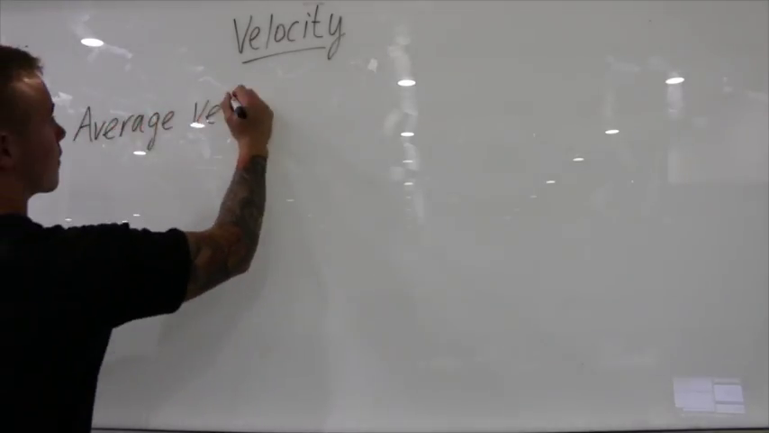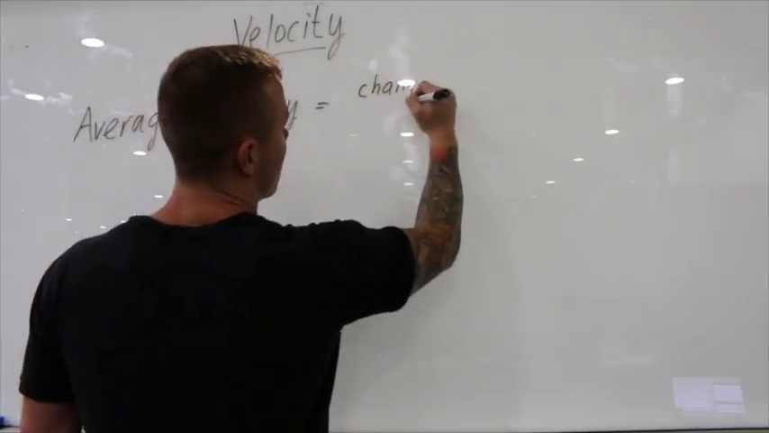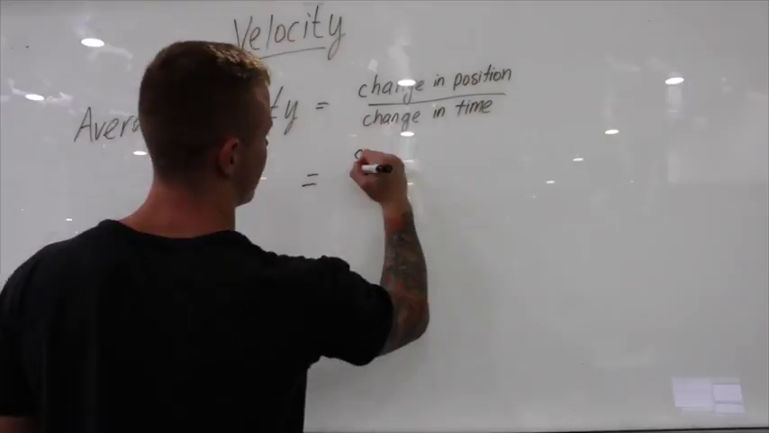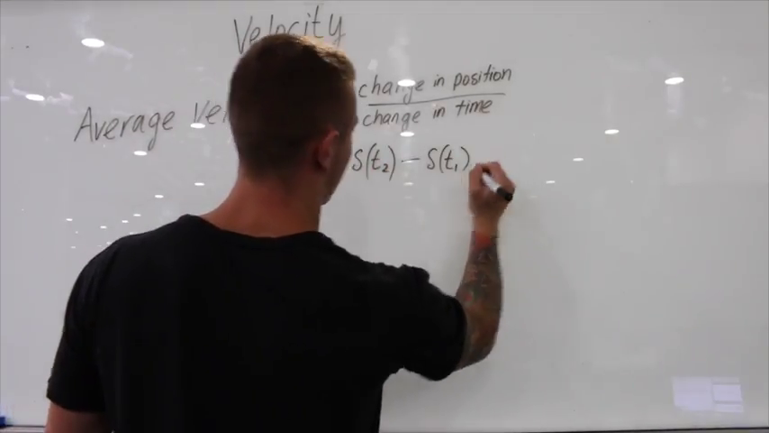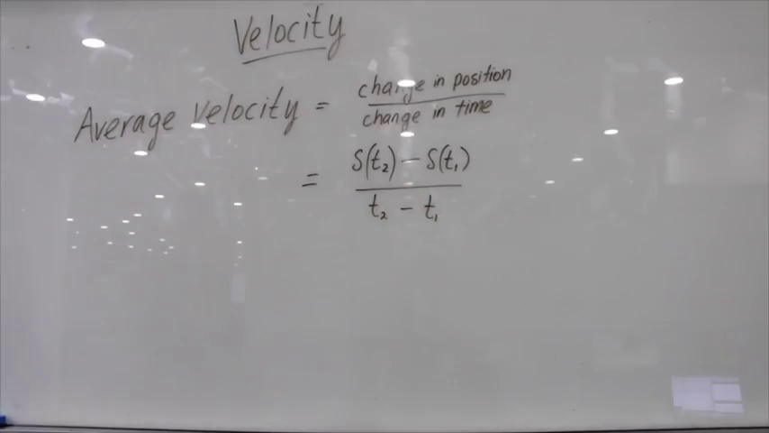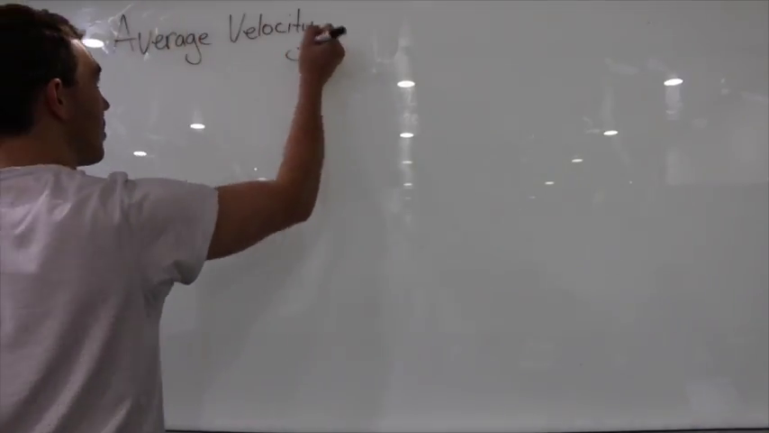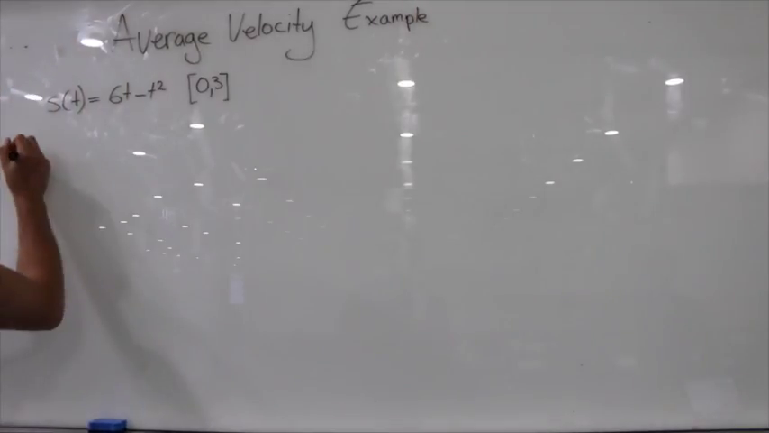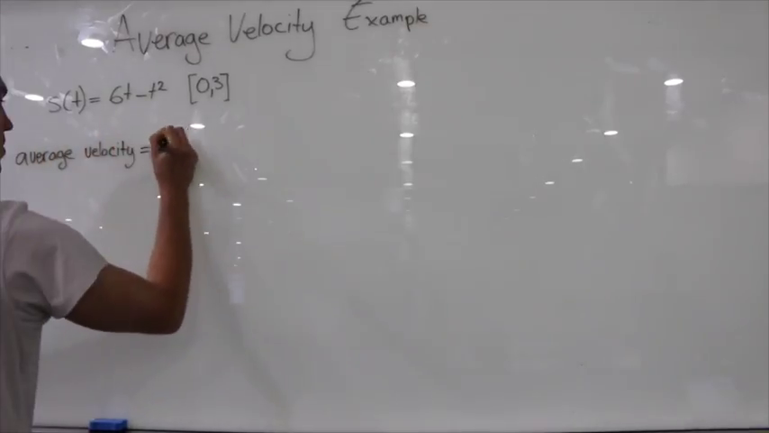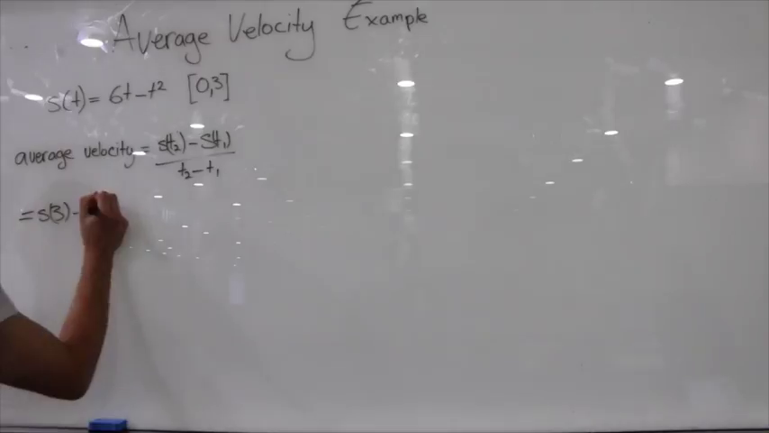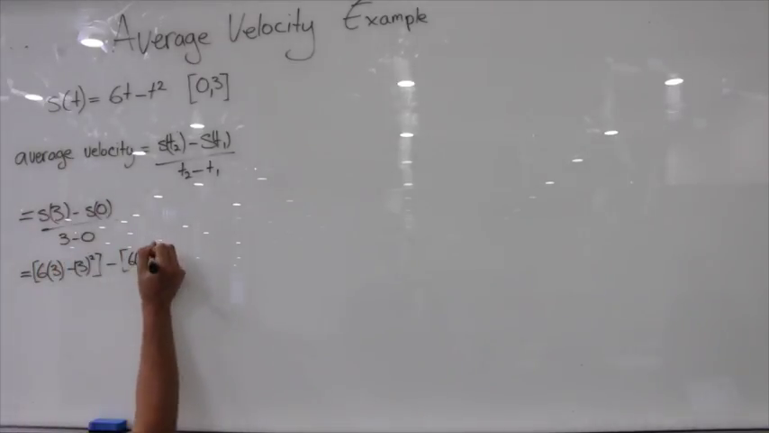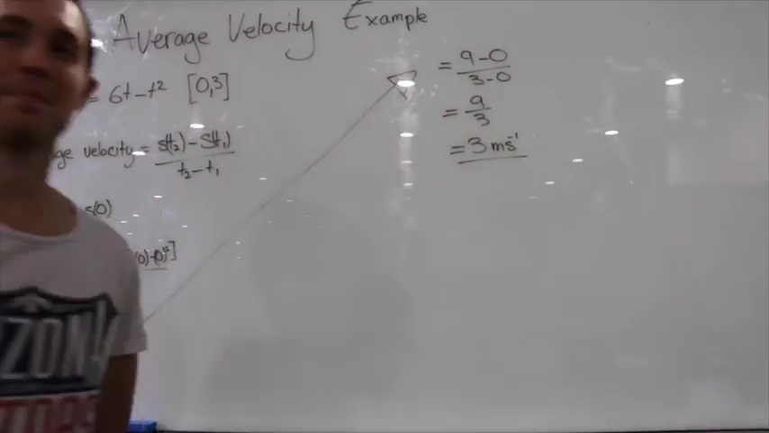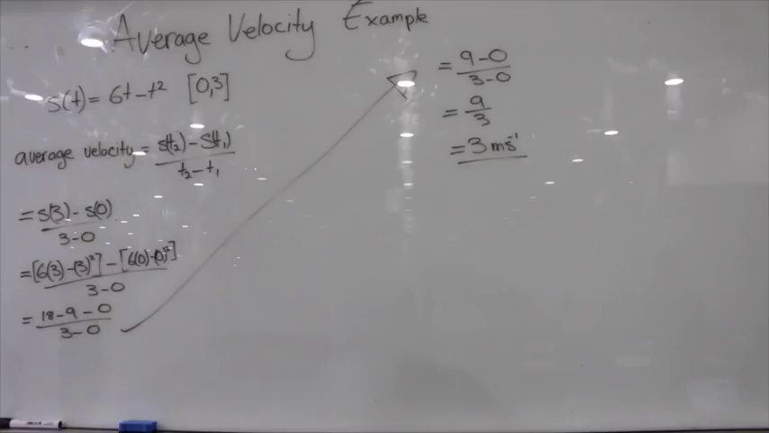Average velocity is equal to the change in position divided by the change in time. This is given by the formula s of t2 minus s of t1 divided by t2 minus t1. Here we will demonstrate an example of average velocity. If we have the function s of t equals 6t minus t squared over the interval 0 to 3, we calculate the velocity by substituting 3 for t2 and 0 for t1 into the formula. After substitution, you get 9 on 3, which simplifies to 3, giving an average velocity of 3 meters a second.